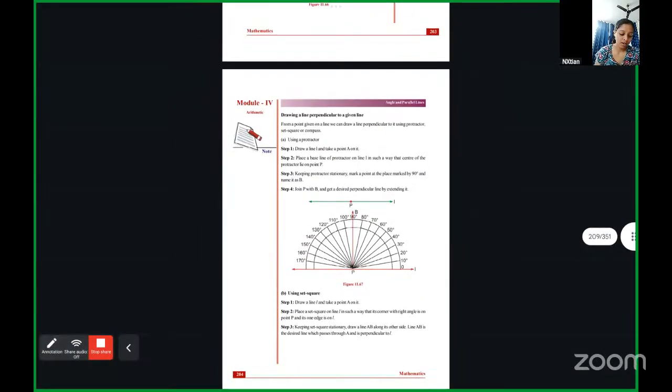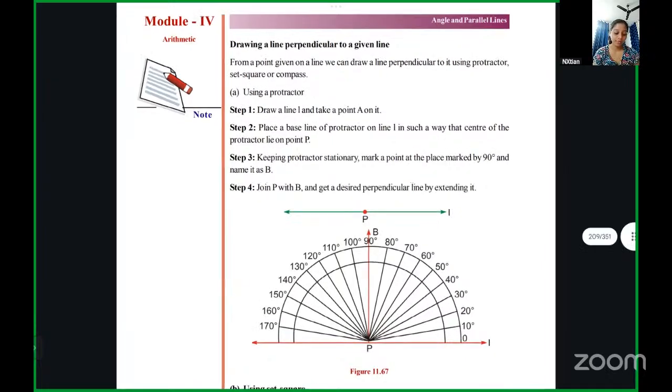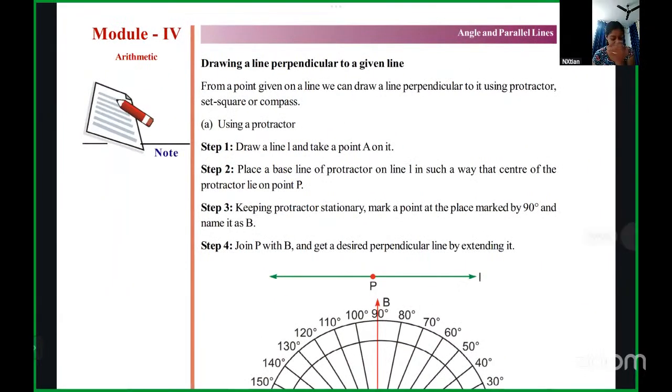Now, we will construct perpendicular lines using a protractor. Hope you have your geometry boxes. I told you yesterday to bring it. Ma'am, I have it. Can I go and get it? Go and get it. Both of you, you have it, Joshua? Yes, ma'am. Okay, good. Now we will do it using a protractor, set square, or compass.